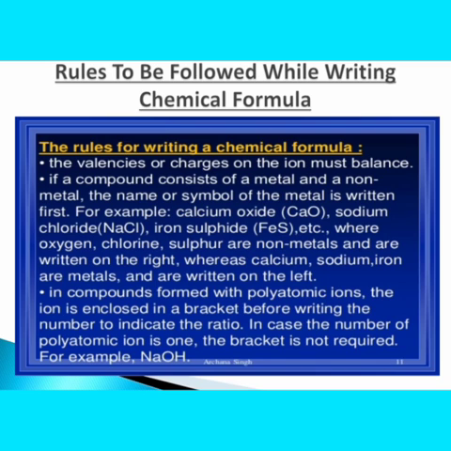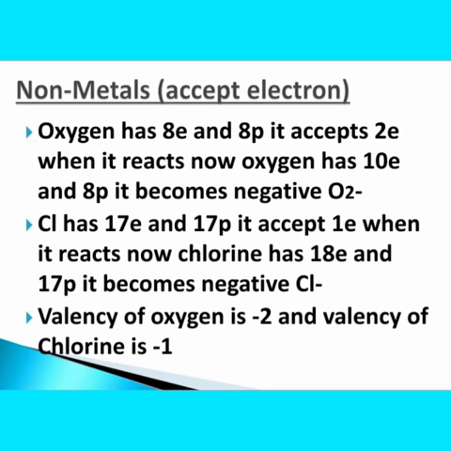So what are the ions now? It is oxygen 2 minus. That is the ion. Chlorine minus 1, that is chlorine minus. It is negatively charged. That is the ion.